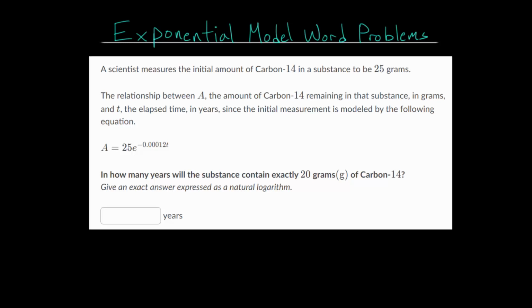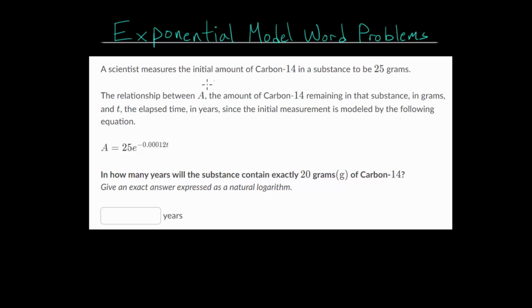In this video, I'd like to talk about exponential model word problems. With these word problems, we're essentially going to be given some type of equation relating a real-world scenario where we have exponential growth or decay. And with these problems, we will come up with a strategy as we go through them.